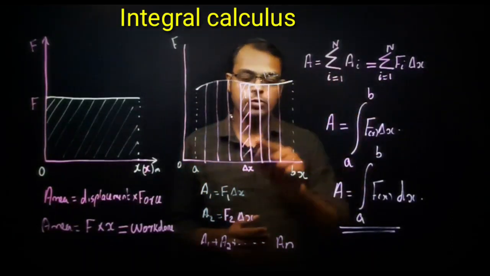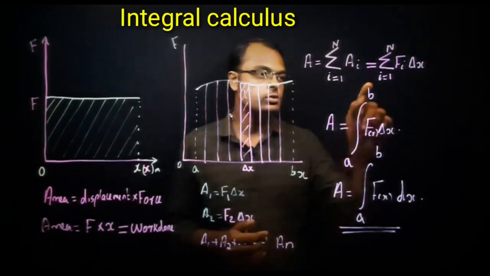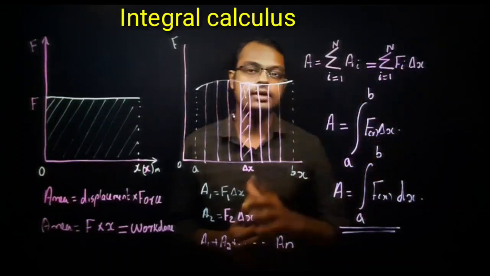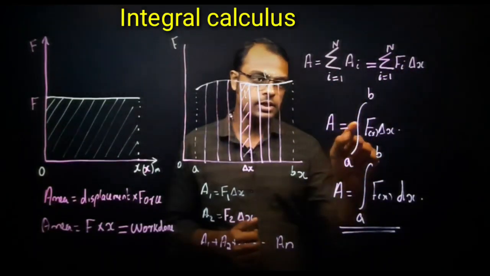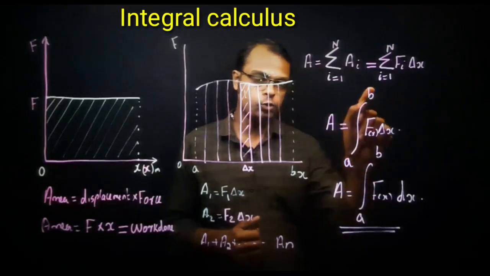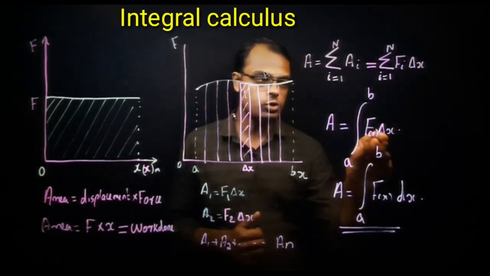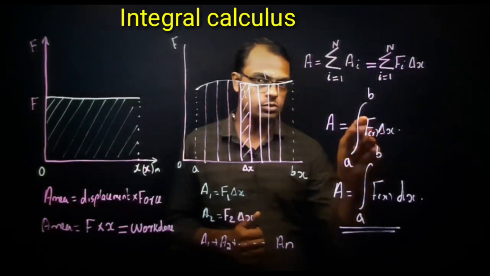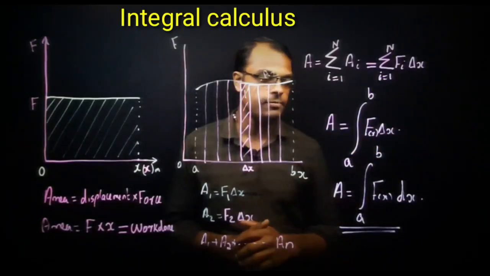So what is area? Force into displacement. Here forces are varying, F1, F2, F3, etc. So we can write here Fi delta x. Now here writing A is equal to integral A to B F into delta x. It is actually wrong. While you are writing delta x here, it should be written as the dx term. So just for understanding, I have written delta x here first.